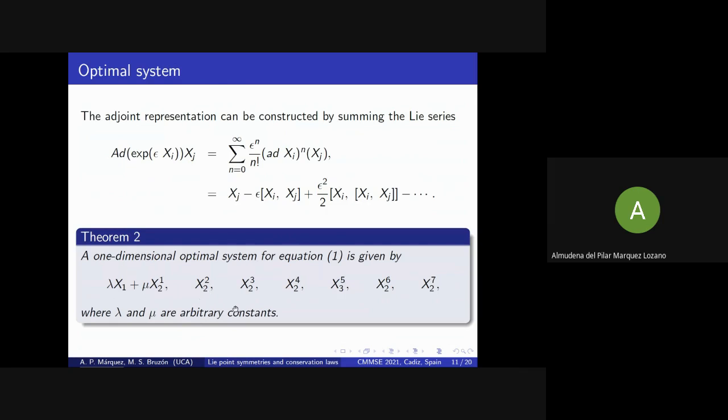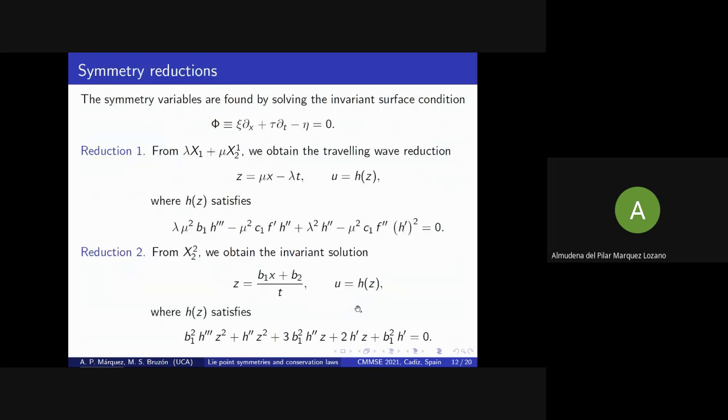So here we have the set where each element has an invariant solution and there's no repetition. Each one has one invariant solution. So now for each element of that set, we are going to look for symmetry reductions. So we reduce the original PDE to an ODE.